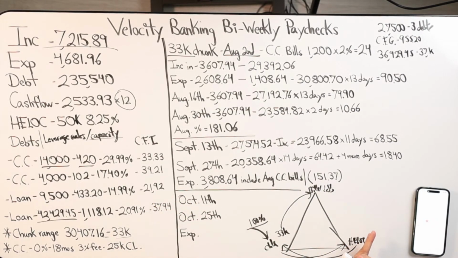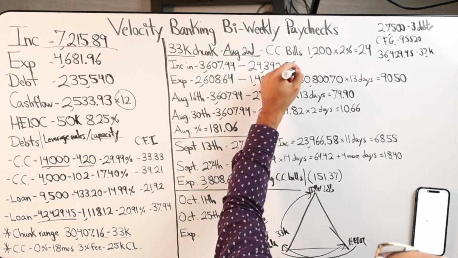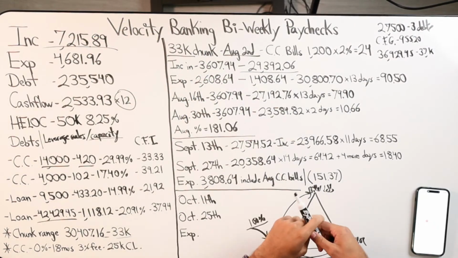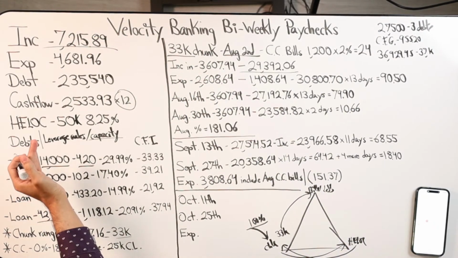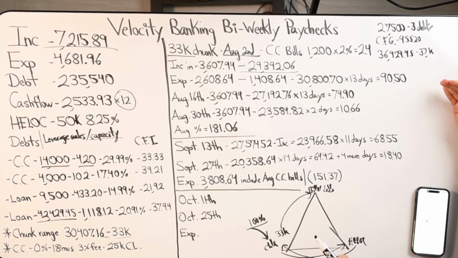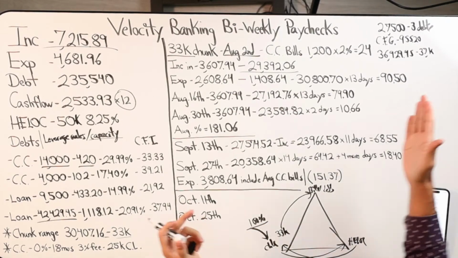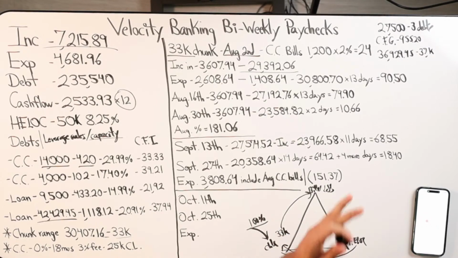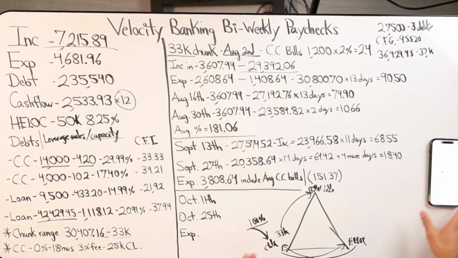360794 went in. Same day. That would mean I'm going to get charged interest on $29,392.06 at 8.25% as opposed to $33,000 at 8.25%. It doesn't make a huge difference, but over a long period of time, it definitely makes a difference, right? These are multiple days that we're getting charged interest that we could reduce that number by. Pretty powerful, okay? So 33 grand, paid the debts.